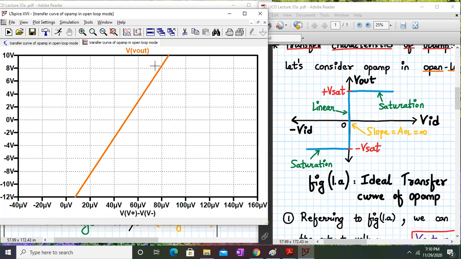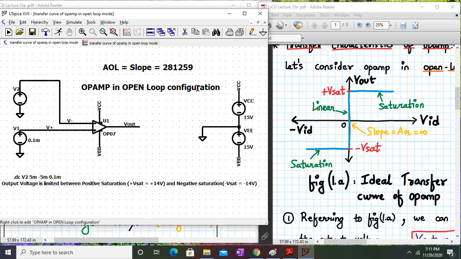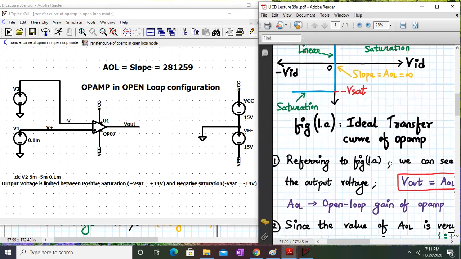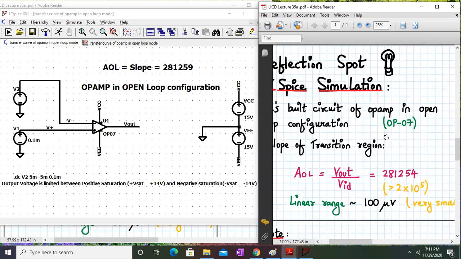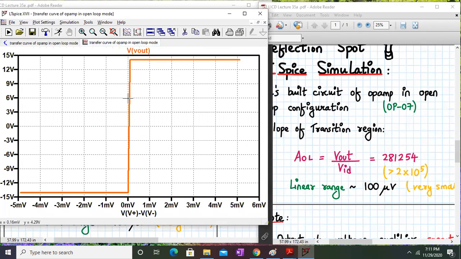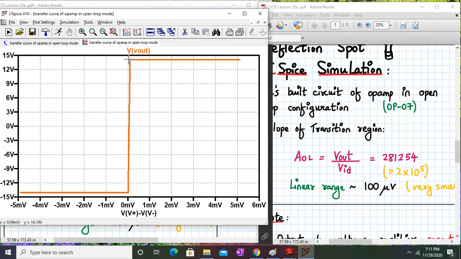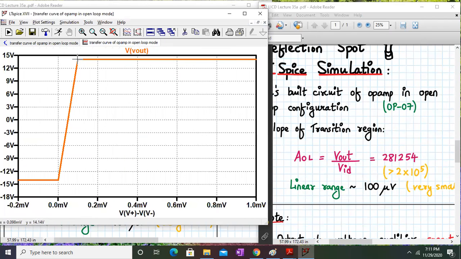So we have found out the slope, and as per this slope we are getting a number which is 281,259. With LTspice we're close to this. We can see its value is greater than 2 into 10 raised to 5. This is the slope of the transition region, and that is nothing but your open loop gain. So the open loop gain of the 741, OP07 op-amp, is this much, greater than 2 into 10 raised to 5. And its linear range we have found out to be around 100 millivolt.